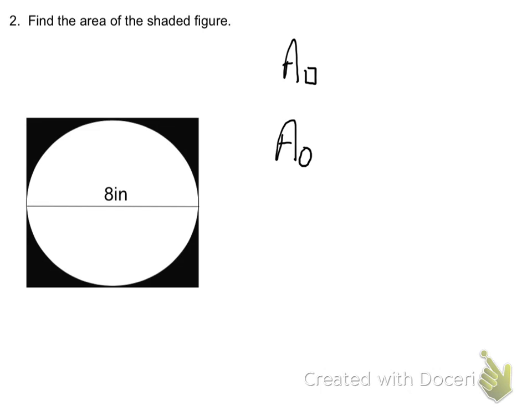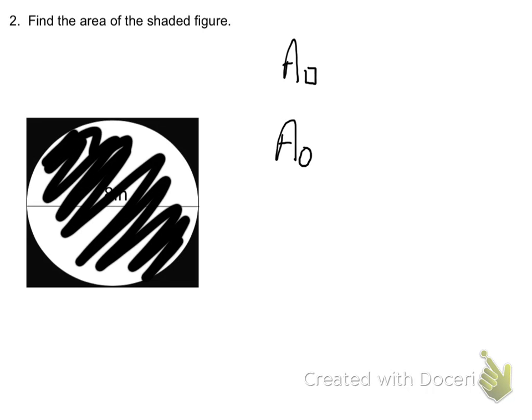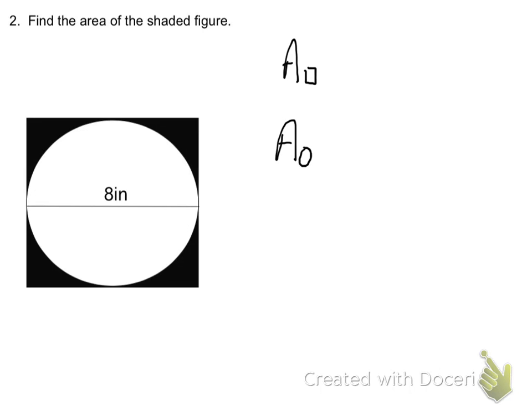And if I find those two, then I can take the difference. If I were to find the area of the entire rectangle, so I'm finding everything, and I'm going to act like this is coloring in, and then I subtract away the circle, I'm left with a shaded area. So I just need to find the area of both these things, and then I can subtract.